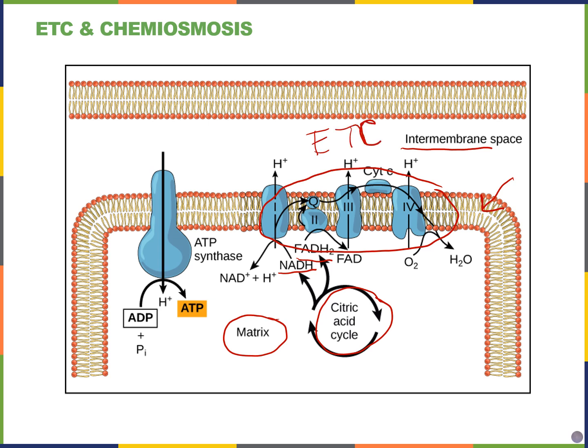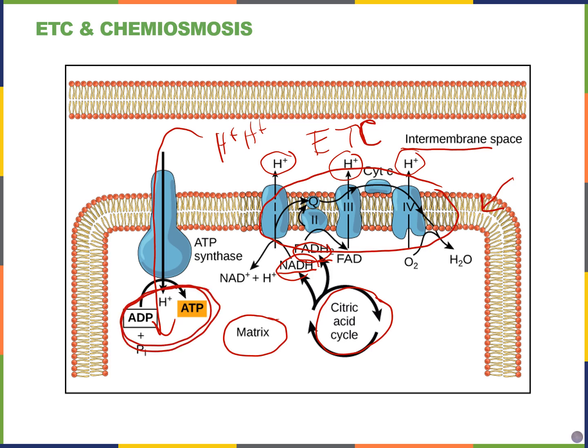ETC. We're using the energy from these electrons to produce our proton gradient, where there's going to be a lot more protons in the intermembrane space. And when we allow them to go back down, or with their gradient, that is exergonic. It releases energy, and we couple that with an endergonic reaction to form ATP. And again, the second half is called chemiosmosis.